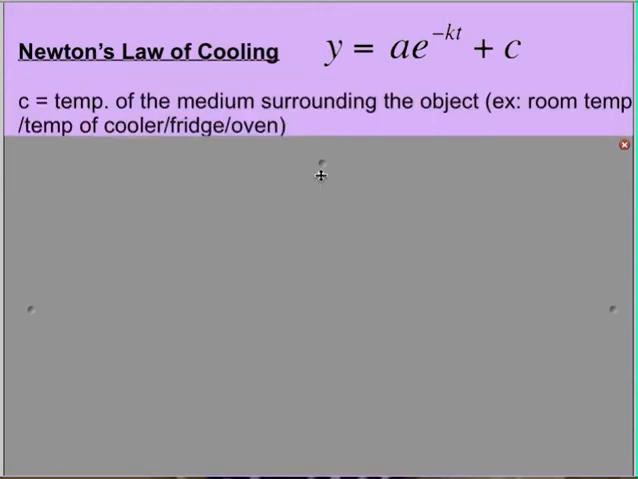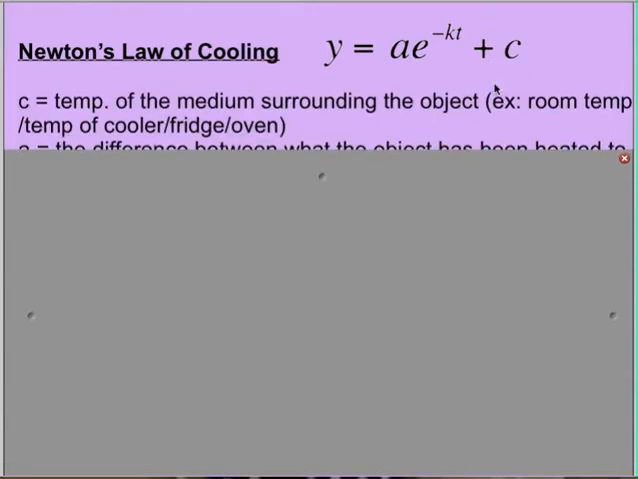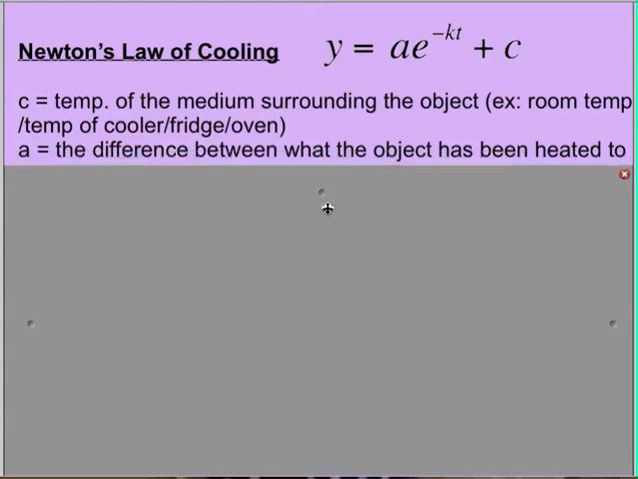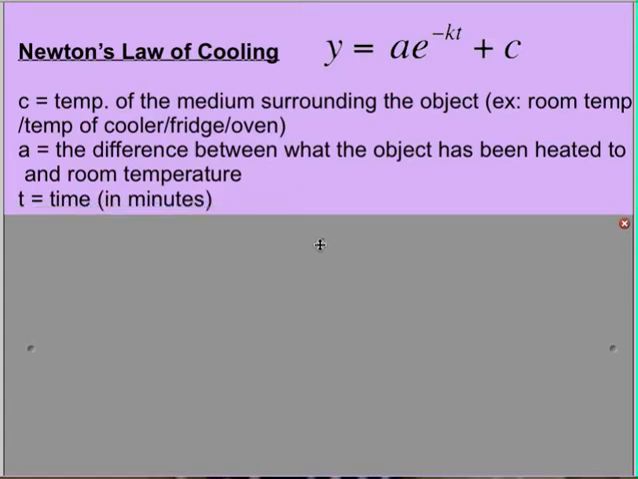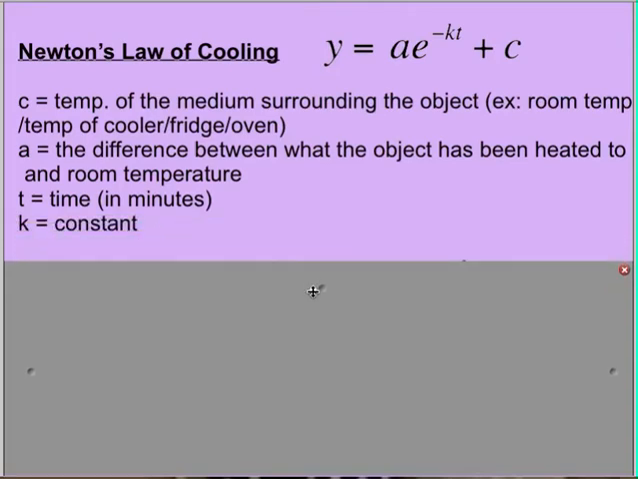So what each part represents: the first part is that c, or our horizontal asymptote, is the temperature of the medium surrounding the object. And that just means it could be the room temperature, it could be the temperature of the cooler, the refrigerator, the freezer, or an oven, depending on what the object is in. A is the difference between what the object has been heated to and room temperature. So you don't want to say that it's initial temperature anymore. It's the difference between what the object has been heated to and room temperature. t is time, and that's always in minutes. So if I give you a time in hours, you always need to convert it to minutes. And then k is the constant that we need to solve for.